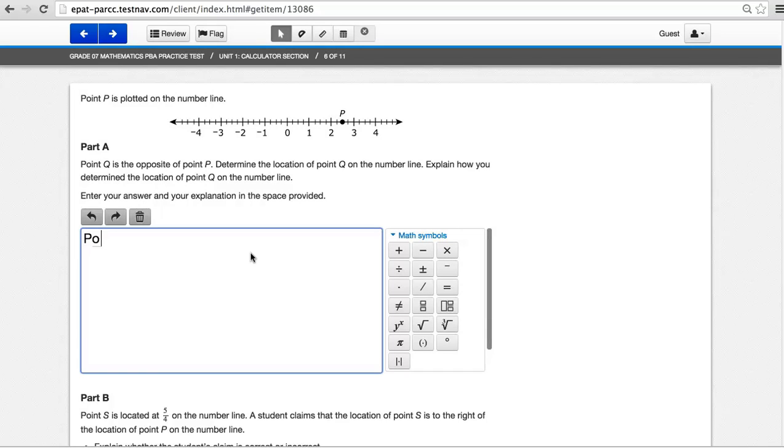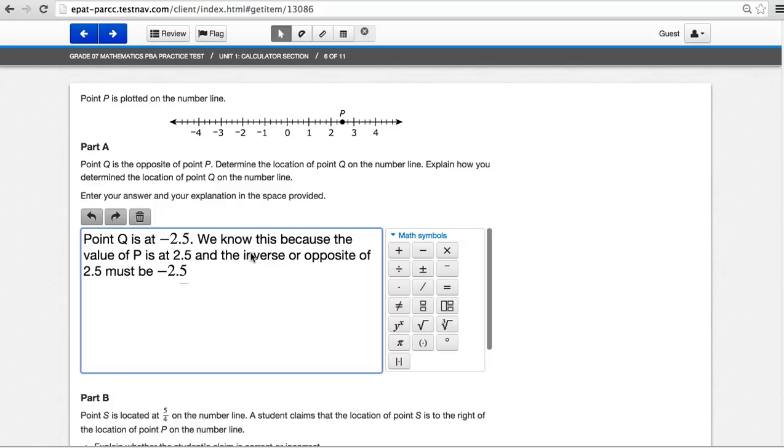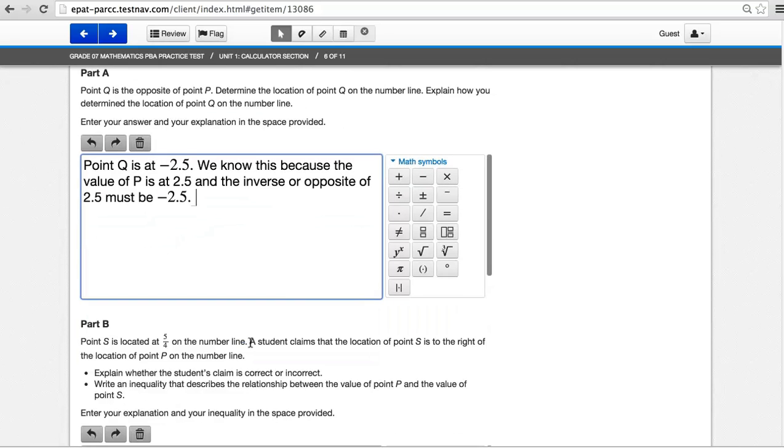So we're going to say point Q is at negative 2.5. How did we know this? We know this because the value of P is at 2.5, and the inverse or opposite of 2.5 must be negative 2.5. There we go.